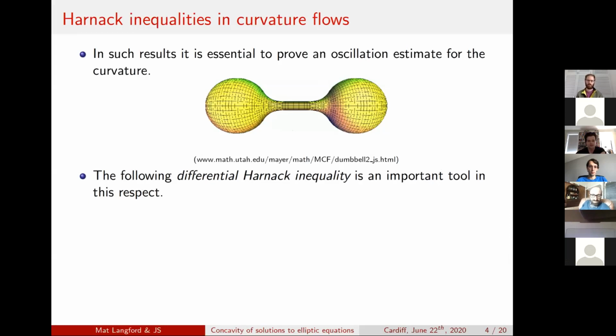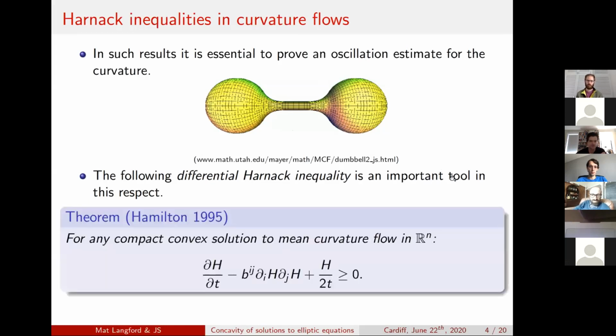There are Harnack inequalities holding for curvature flows, and one of the first results in this direction is due to Richard Hamilton, who's actually famous for the Ricci flow, but he also did a lot of work on the mean curvature flow. He proved the following inequality, which holds along convex and compact mean curvature flow in Euclidean space.